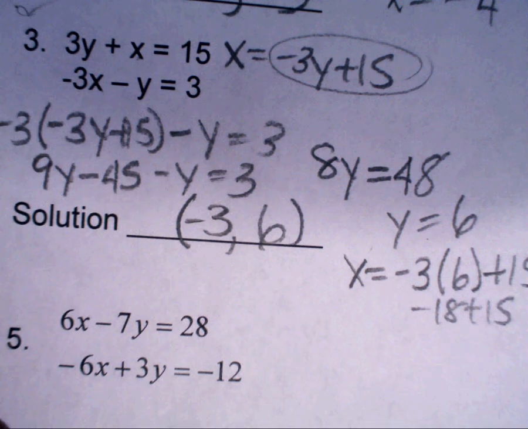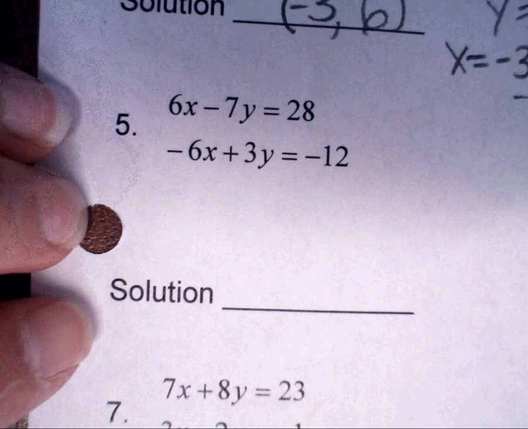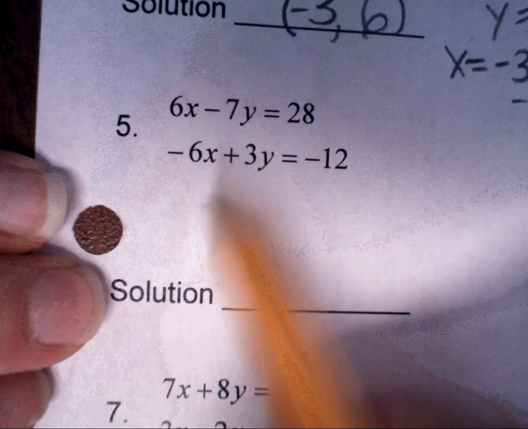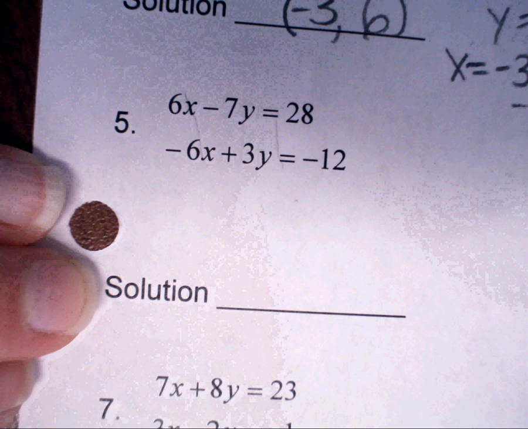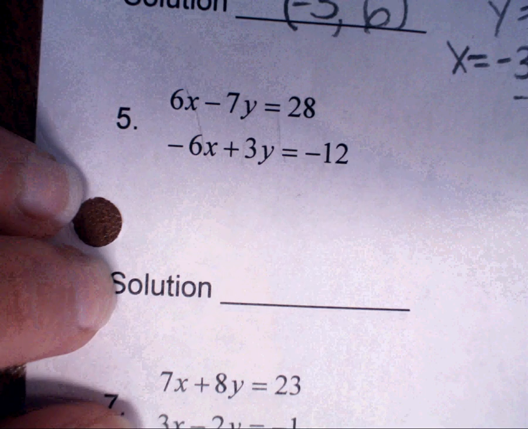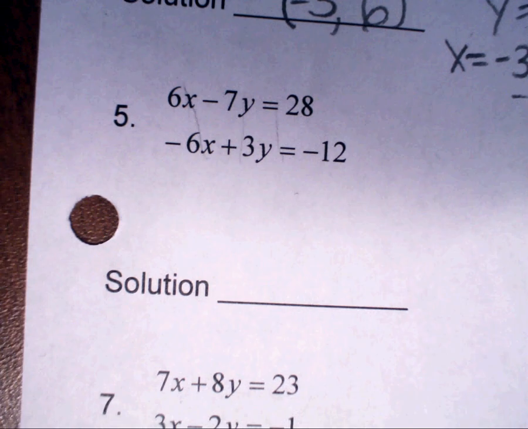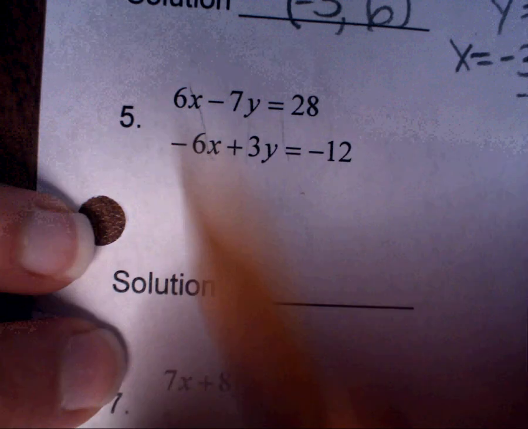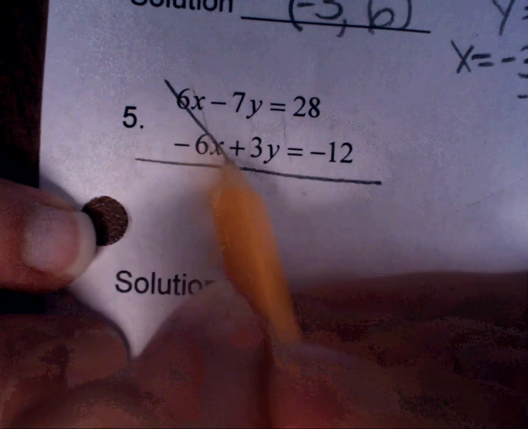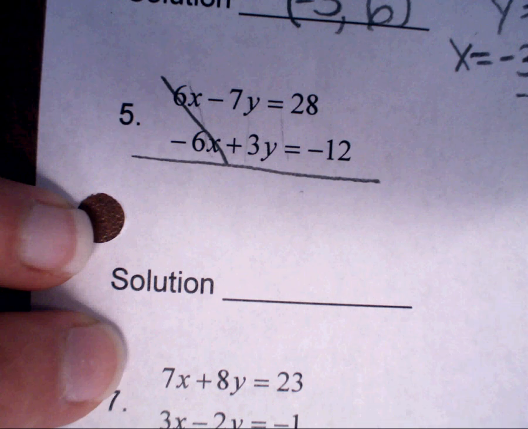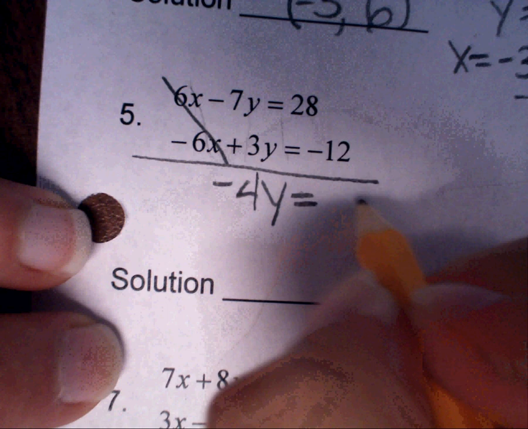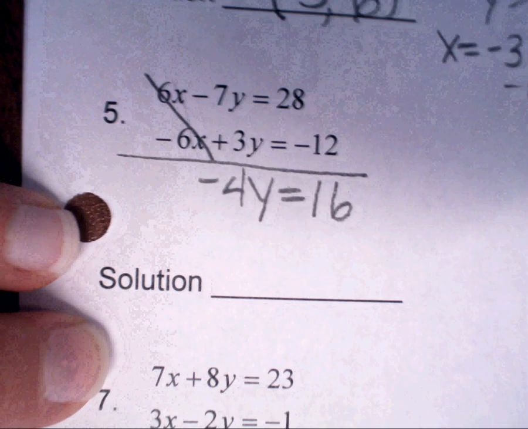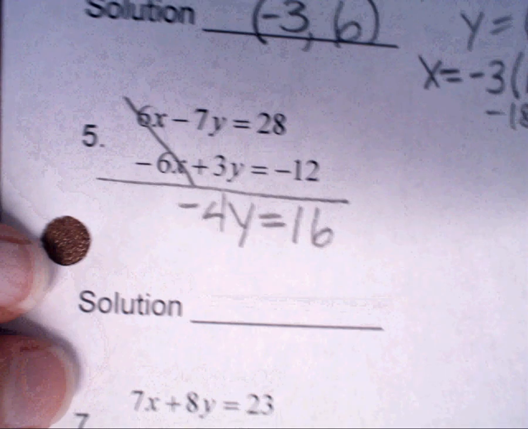So why don't we try an elimination-like problem. Looking at number 5, it's set up for elimination because everything's lined up, meaning the x's are in a row, y's are in a row, equal signs are in a row. It's also known as standard form. When I add these two equations together, your x's cancel. So then I would finish solving this.